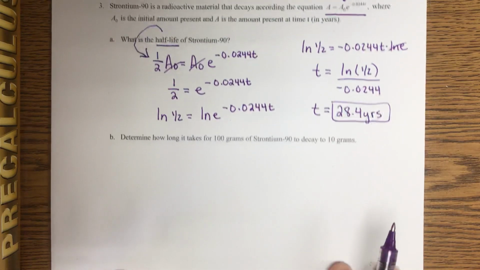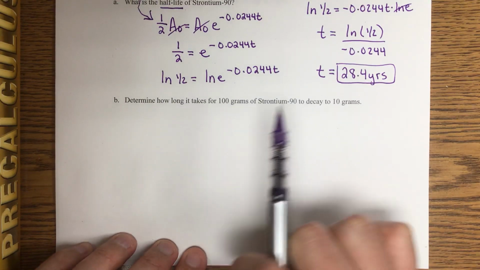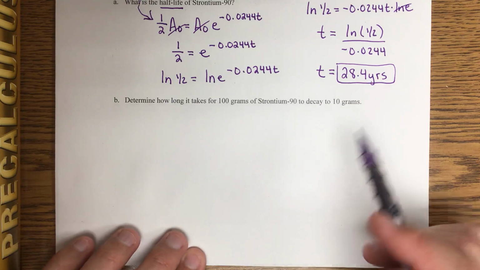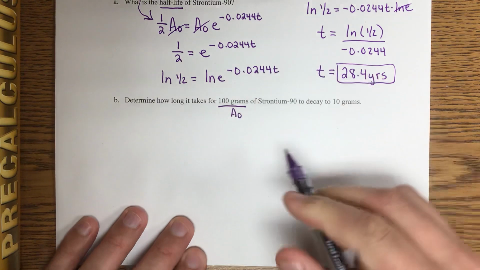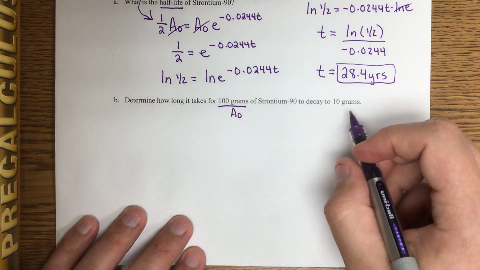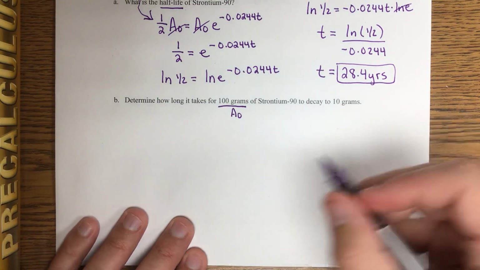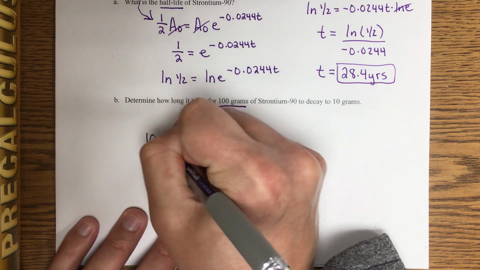And last one here, determine how long it takes for 100 grams to decay down to 10 grams. So here they're actually giving us a starting amount. And it's going to, over time, reduce down to 10. So the way that this would look would be like this.